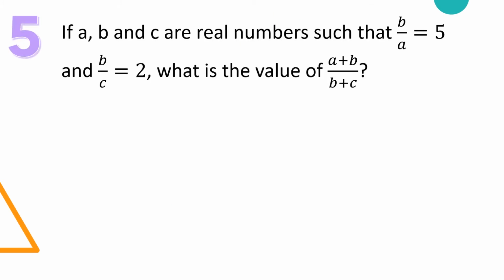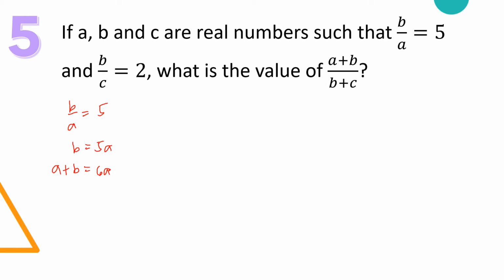Question number 5. If a, b, and c are real numbers such that b over a equals 5 and b over c equals 2, what is the value of a plus b over b plus c? From b over a equals 5, we can have b is equal to 5a. Adding a to both sides of this resulting equation, we have a plus b equals 6a.